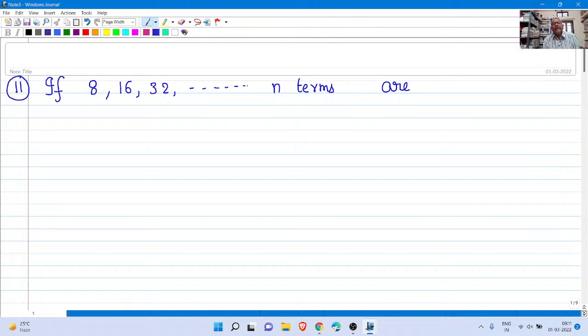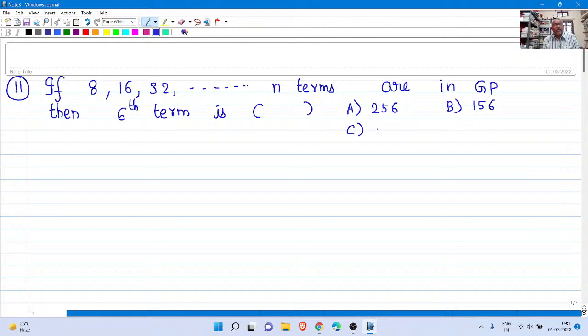are in geometric progression. Geometric progression is, it rapidly increases, this series is. Then the sixth term of the geometric progression we need to find out. Sixth term is option A 256, option B is 156, option C is 108, option D is none. This is the question.